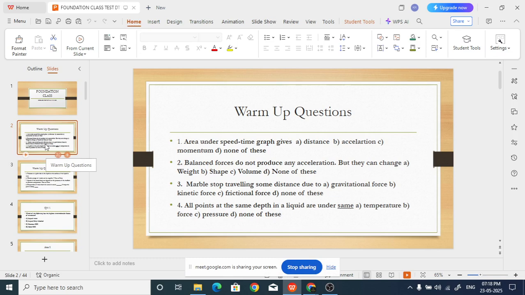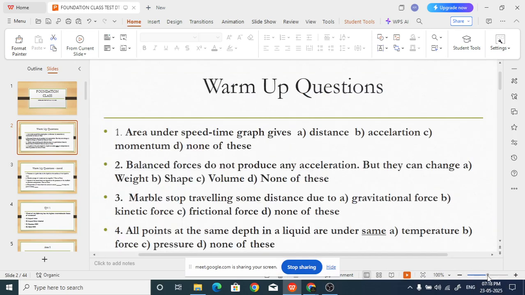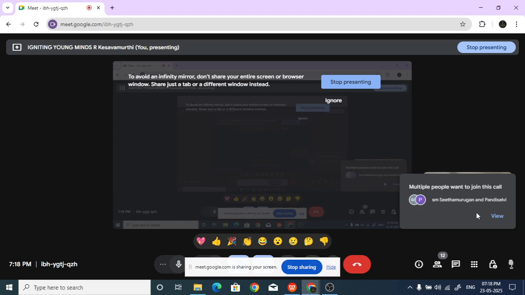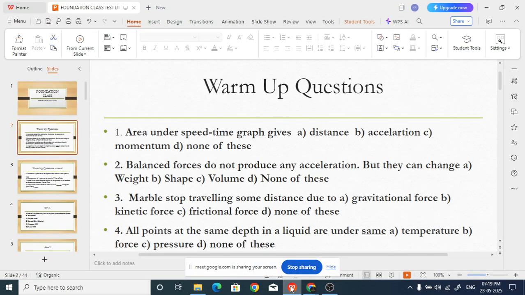So now to start with, I am giving some warm-up questions. Warm-up question means it will be easy questions. 4 options are given for each question. You have to find out which is the right option. So you can read, maybe I'll make it a little bigger. I think I have to make it bigger. So I have made it bigger.